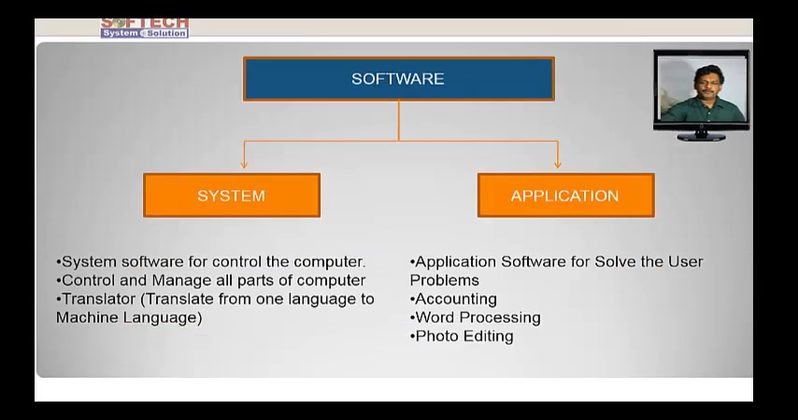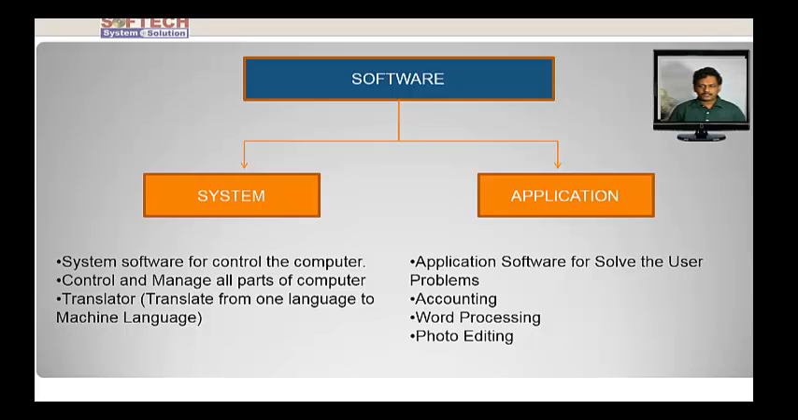So software also consists of two types. One is system software, the second one is application software. System software is for controlling the computer, that is, it controls and manages all parts of the computer. It also provides the logical connection to all parts of the computer. So system software is to control the system, the computer system. By using this system software, all parts of the computer are controlled, managed and linked. Then only it's functioning.